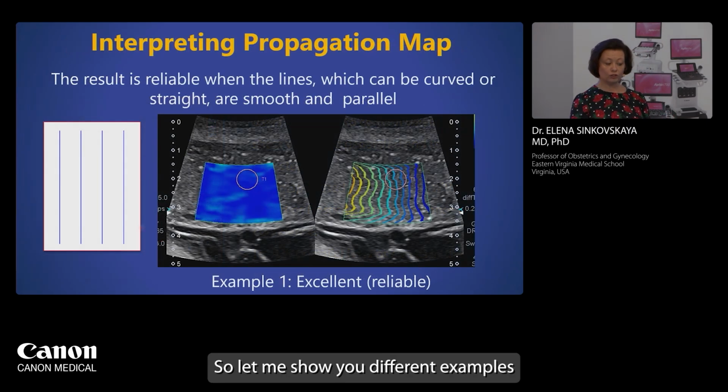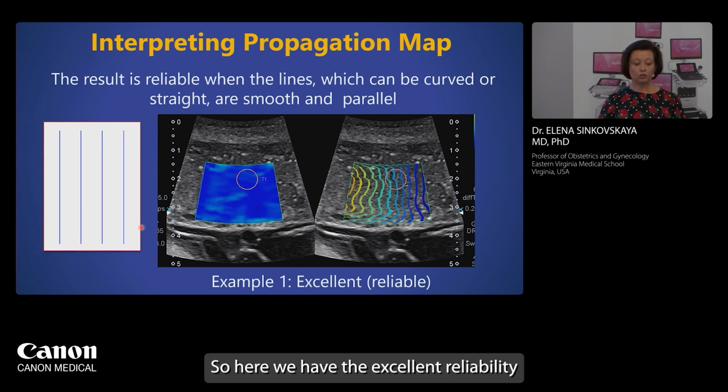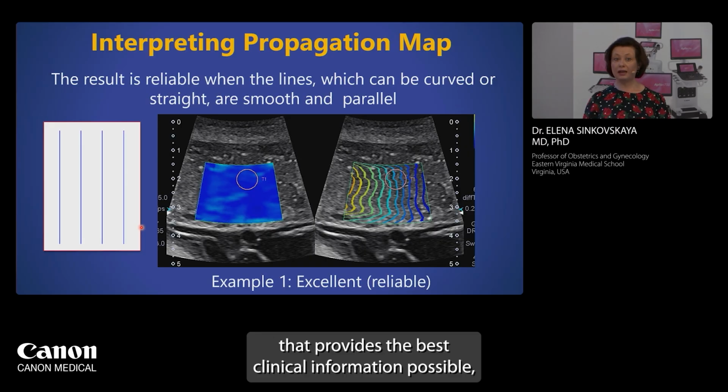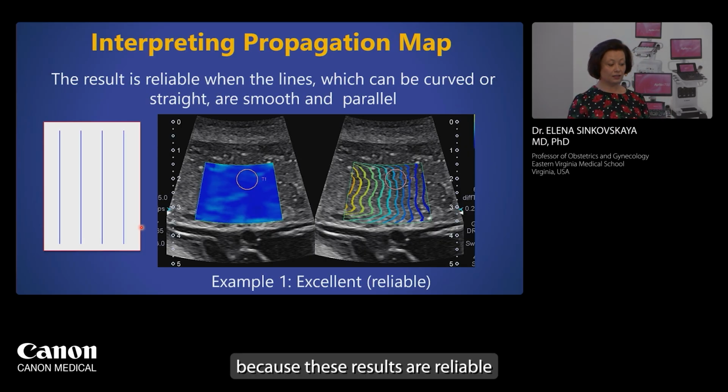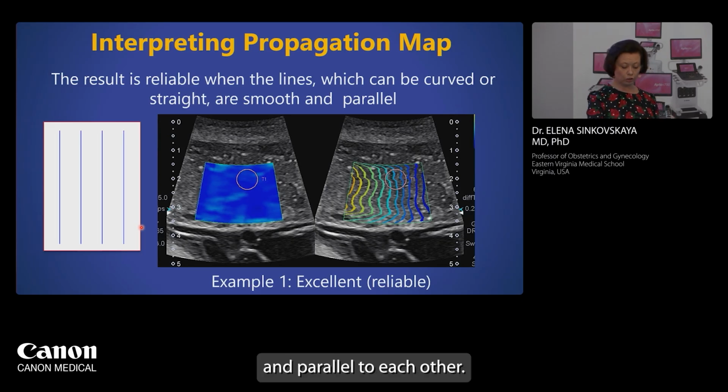So let me show you different examples of how we can apply the propagation map. Here we have excellent reliability, and we can make sure that this is the perfect image that provides the best clinical information possible, because these results are reliable: the lines are straight and smooth and parallel to each other.